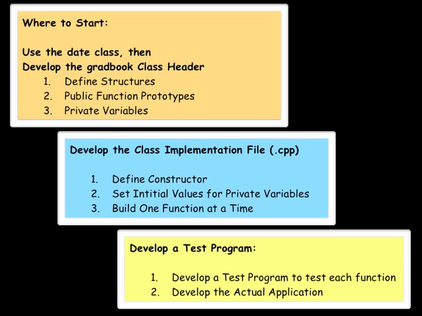To get started, you're going to develop your date class, which I will provide you, debug it, make sure it's working, and then you'll develop the gradebook class header where you place the structures needed. Then develop your function prototypes and private variables. From there, you'll start with a checklist on the menu by beginning with your constructor, setting the initial values for private variables, and then proceeding to build one function at a time.